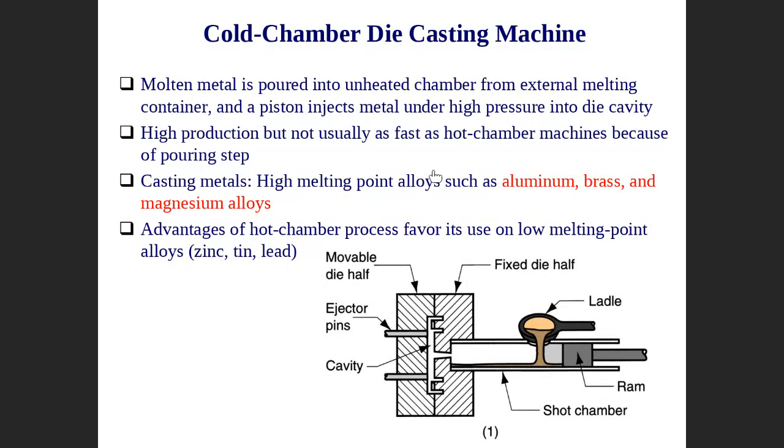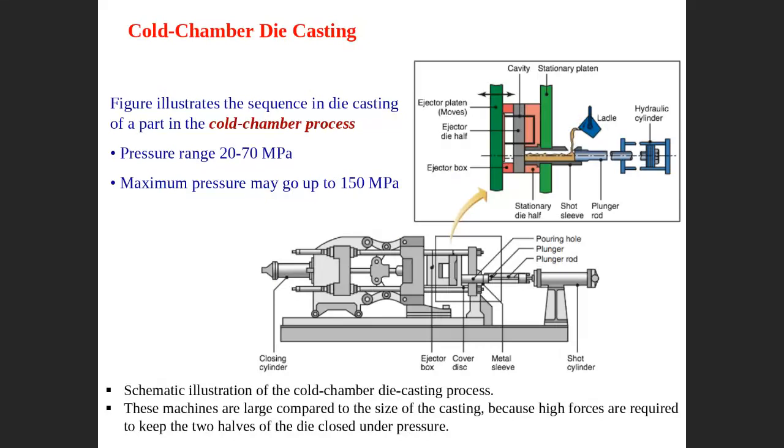However, the cold chamber also has a high production rate. Cold chamber is a high production rate casting process. However, it is not as high as the hot chamber. Hot chamber is higher. Why? Because the hot chamber has automatic feeding of liquid, but here it is manual feeding of liquid, which makes the process slower than in a hot chamber. This is the big difference between hot chamber and cold chamber.